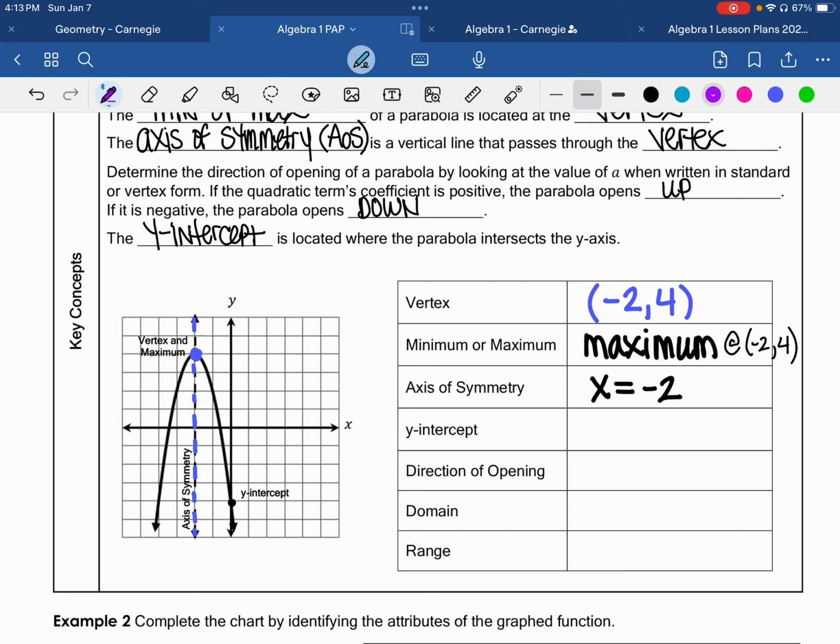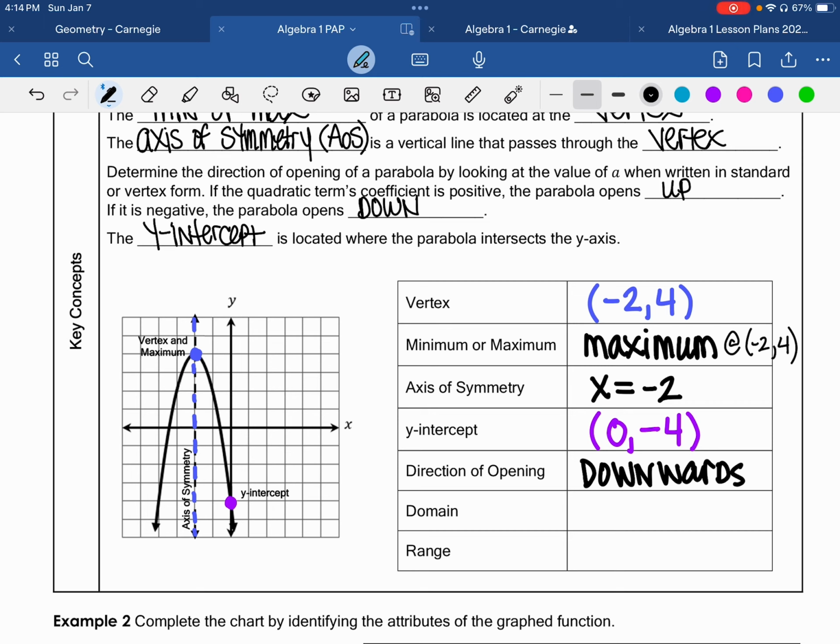All right, my y-intercept is this point right here. And my y-intercept is, of course, at the point 0, -4. Remember, in your ordered pair, x always comes first, then y. Be careful with the y-intercept, though. It is tricky. The direction of the opening for this one is down or downwards. You could either say just down or downwards.